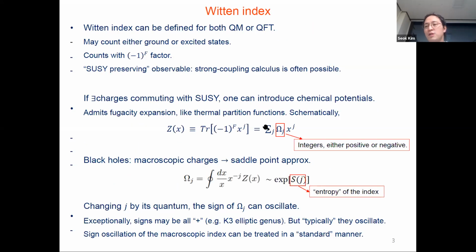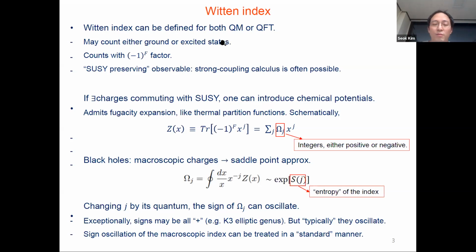So let me start by saying a few general statements about Witten indices. Well, I just use the term Witten index very broadly. Some people use very long terminologies for QFT indices like superconformal index, twisted index, various indices. To me, everything is Witten index. Okay? So this index version of partition function can be defined both for quantum mechanics and quantum field theory if they are preserving some supersymmetries. They may count either ground states of the system, or they may count some BPS excited states, depending on how you define the index.